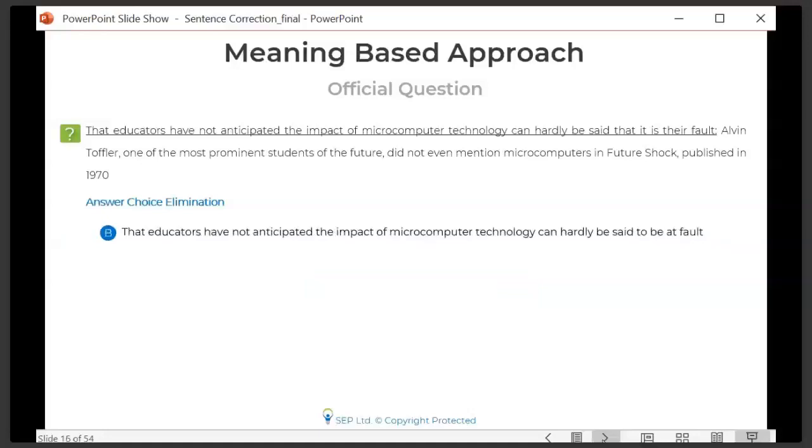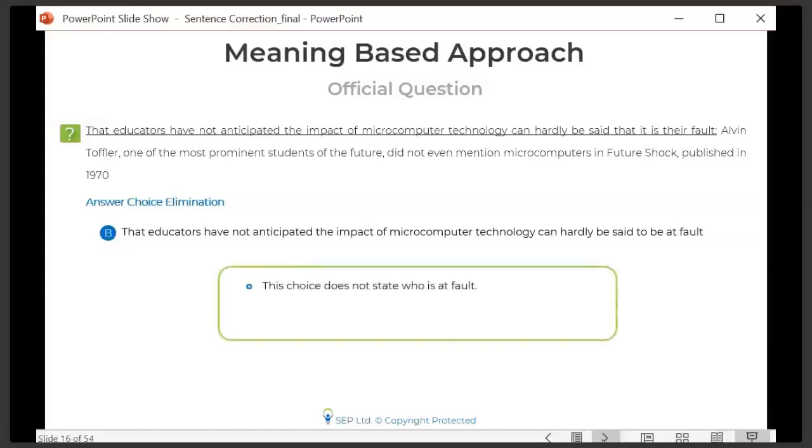Choice B says, okay, what does choice B say? It says, that educators have not anticipated the impact of microcomputer technology can hardly be said to be at fault. What are we really saying here? This choice does not actually state who is at fault. See, there is no pronoun there. Okay, who is at fault here?